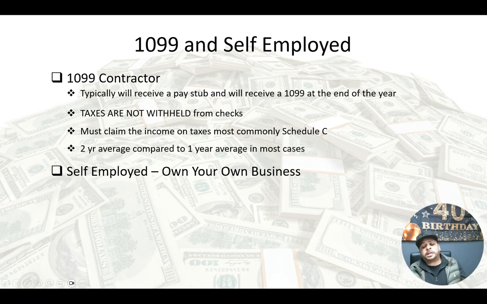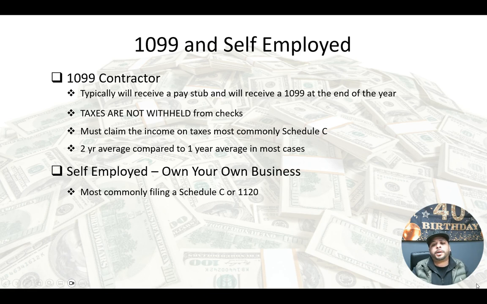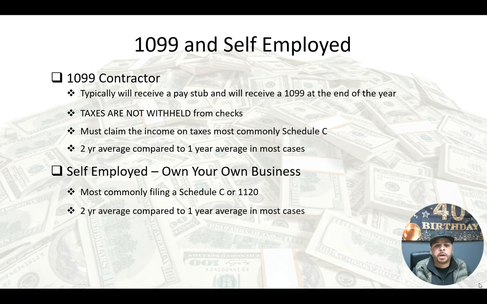And again, in many cases, 2-year average compared to a 1-year average. And then self-employed, you can do self-employed on a Schedule C. We also a lot of times see it on an 1120, which is just a business tax return. But it's important to know if you do file a business tax return, you must have both your personal tax returns as well as those business tax returns. They have to be reviewed in order to determine again that income, even if you pay yourself.